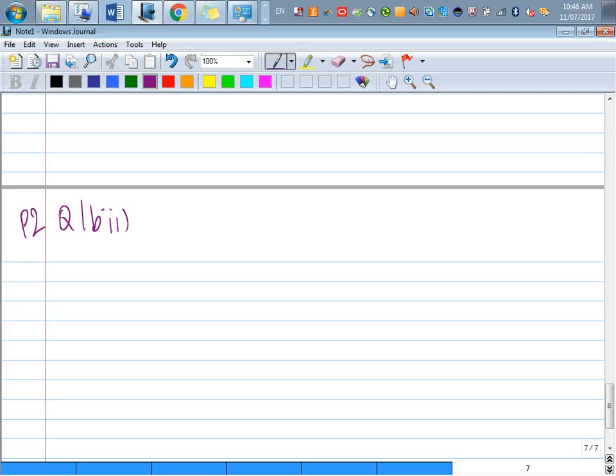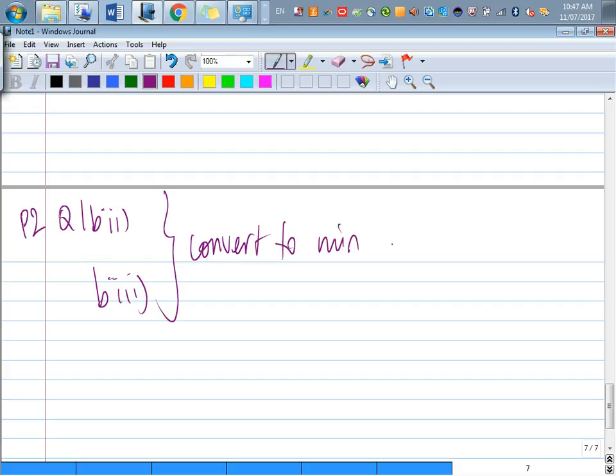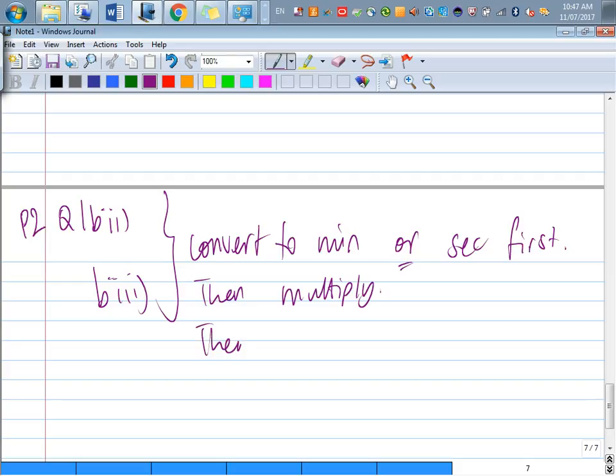Okay? So, part B, part 2, and part 3. Convert to minute or second first, then multiply, then convert back to minute and second. Okay?